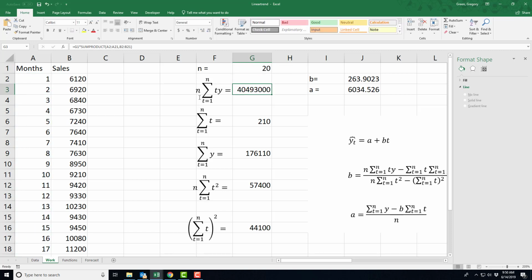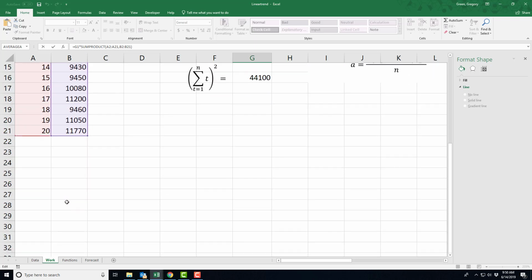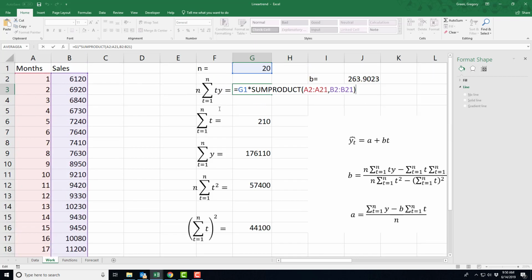All right, here what I need is n, so what we calculated up here, times the sum of the product of the t's and the y's. All right, well, fortunately for us, Excel has a function called sum product. And what it asks for is the sum product of time, that column where all the time is, comma, and then the column where all the sales records are. So notice I've highlighted all of the data by the time I'm done. And then I'm multiplying that by n, which lives up here in G1.